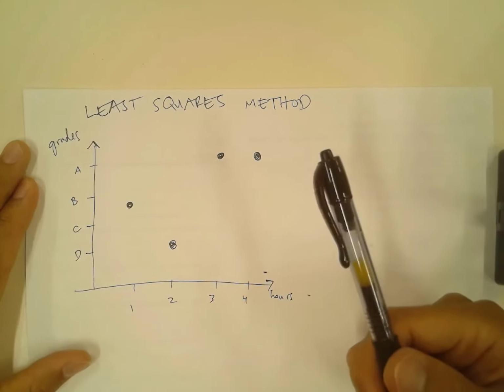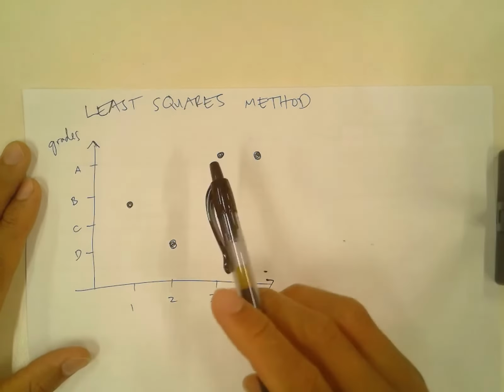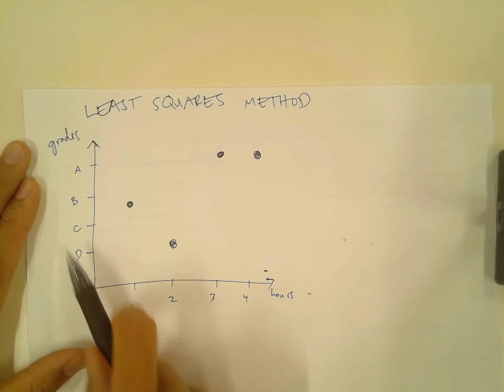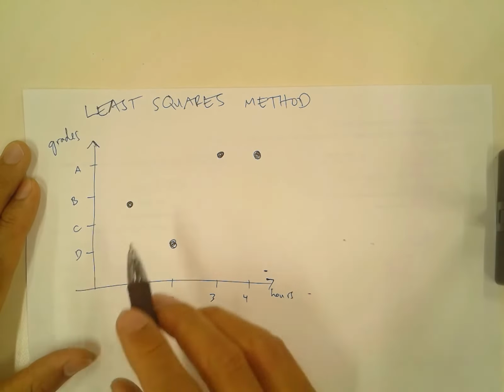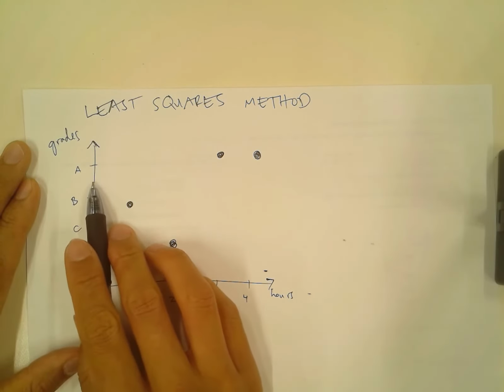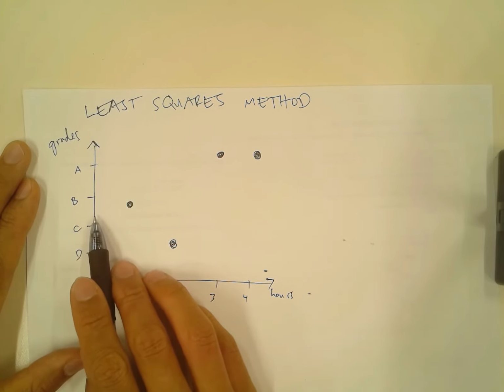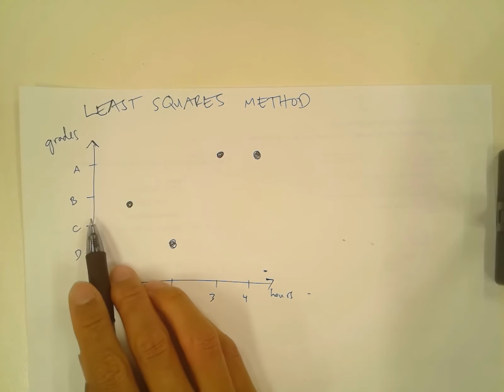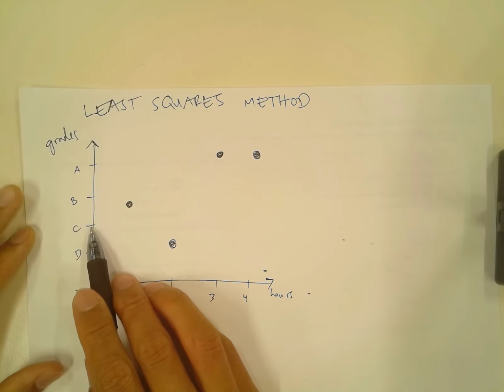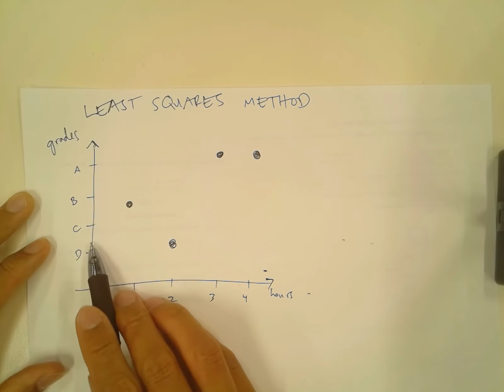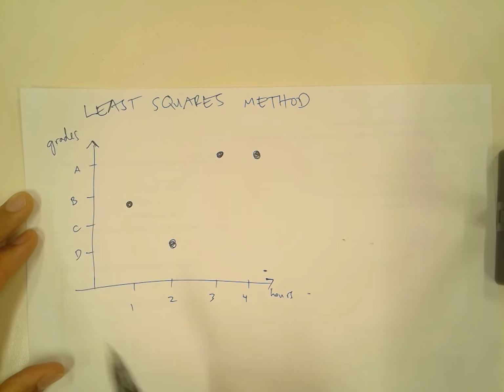Alright, so what is the least squares method? Well, let's assume that we have these four data points. We have grades and we have hours. So we have A, and a 3.5 would be here, and a B, and then a 2.5 would be here, a 2, and then a 1.5, a 1, and then a 0 would be a fail.